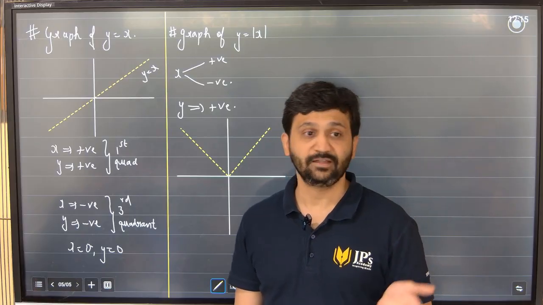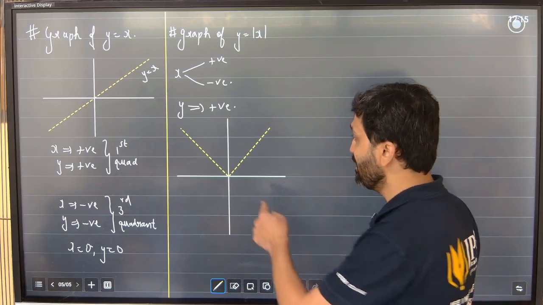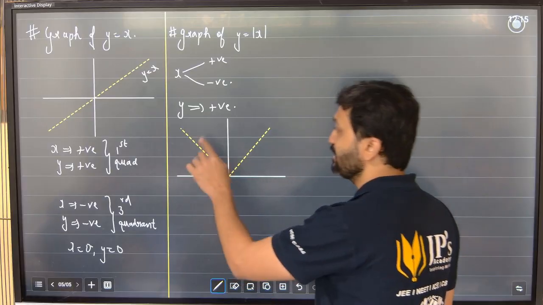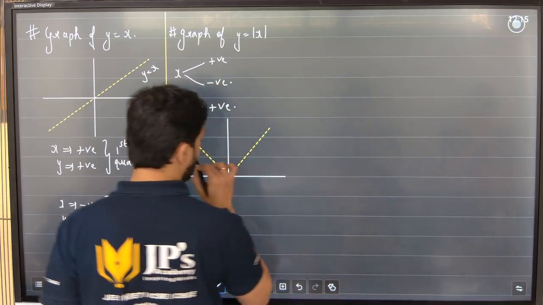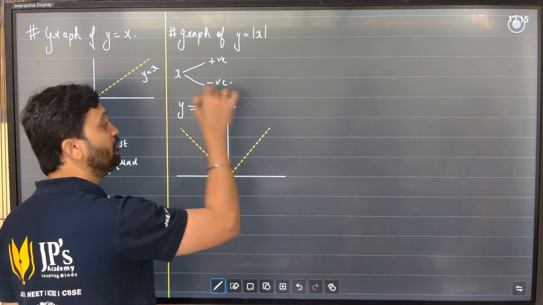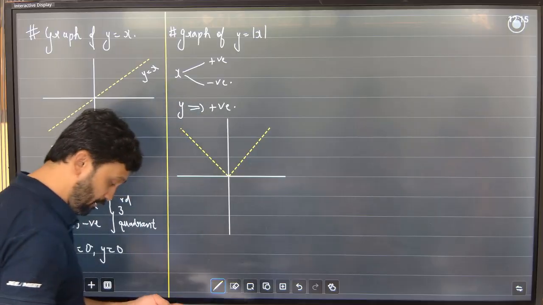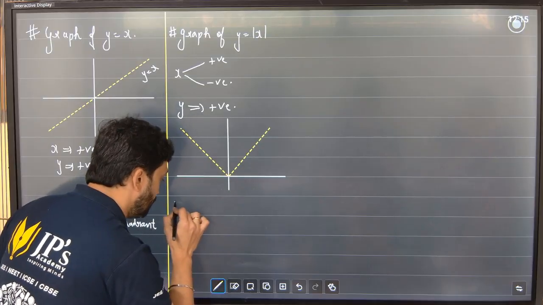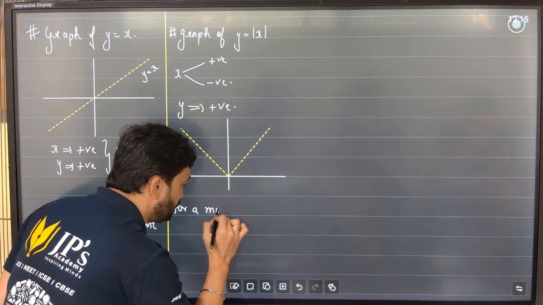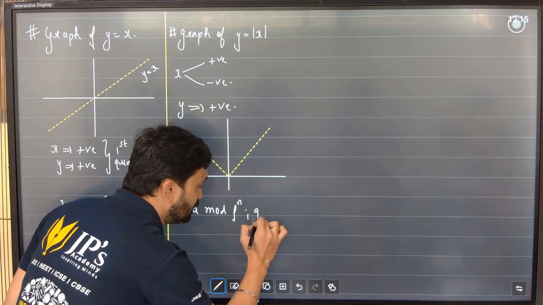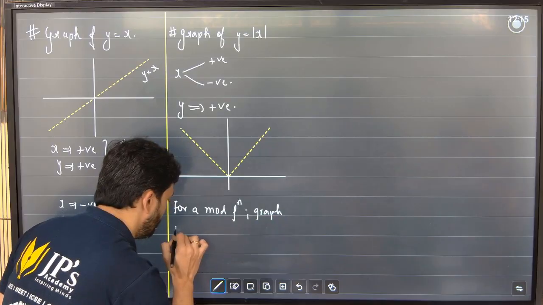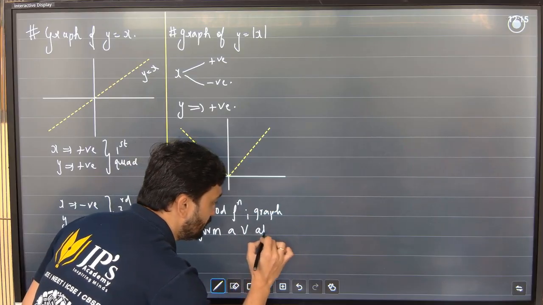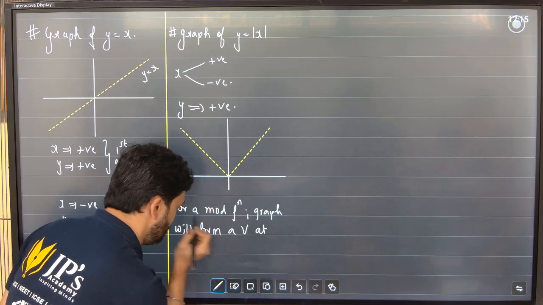Always. So if I take y is equal to mod x, I can take x as positive, I can take x as negative. So here x is positive, here x is negative. But my answer will always be positive. That is, the value of y will always be positive. So remember this: for a mod function, the graph will form a V at the critical point.